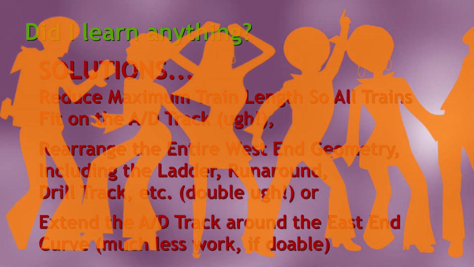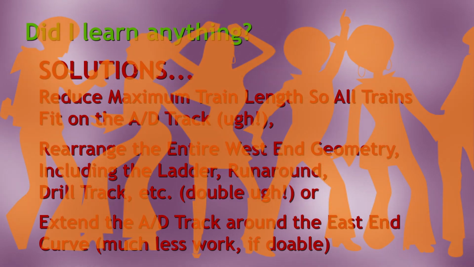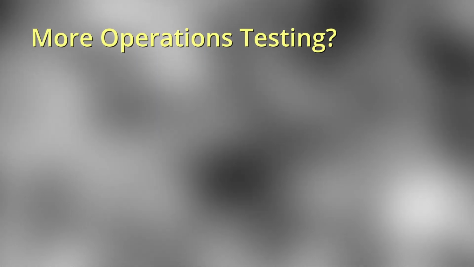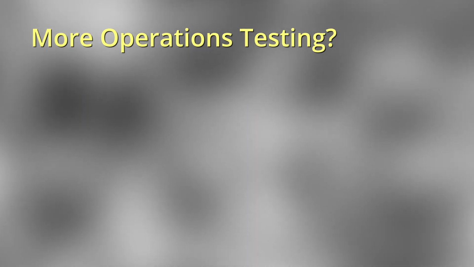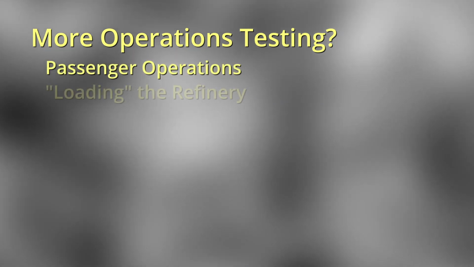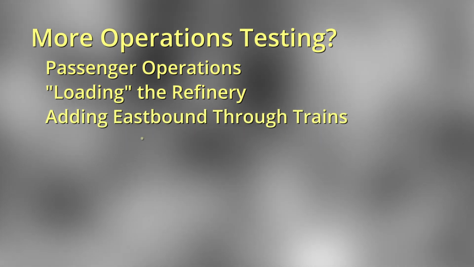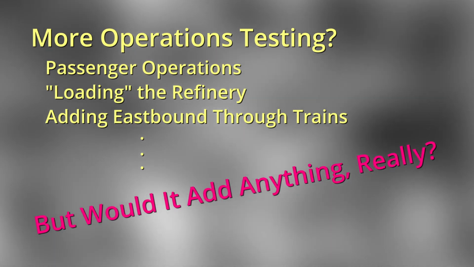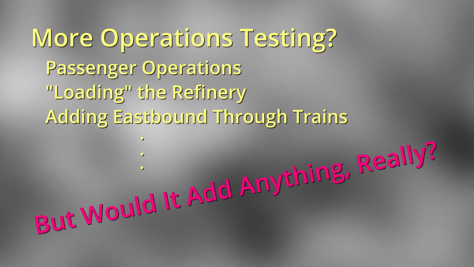Testing out operation of the yard proved to be a lot of fun. No weaknesses other than the two I already mentioned were apparent. At this point, I'm not sure I'll do any more operations testing on the yard. There are certainly a lot of variations I could run, adding passenger operations, loading up the refinery, adding eastbound through trains and reefer runs, and so on. But I'm not sure they would add much to what I've already learned. It might be best to just wait for regular operating sessions to begin and take notes from those.